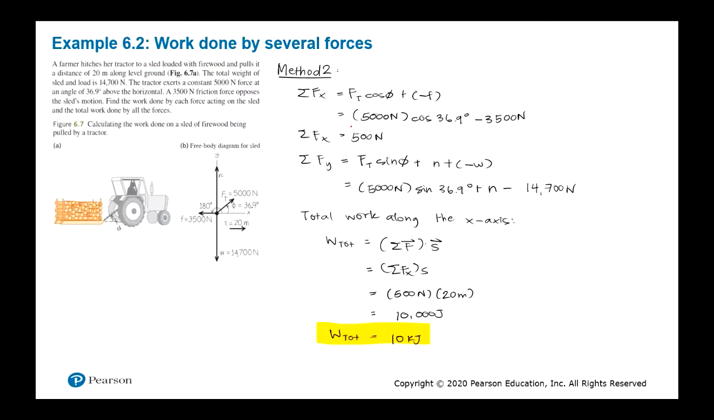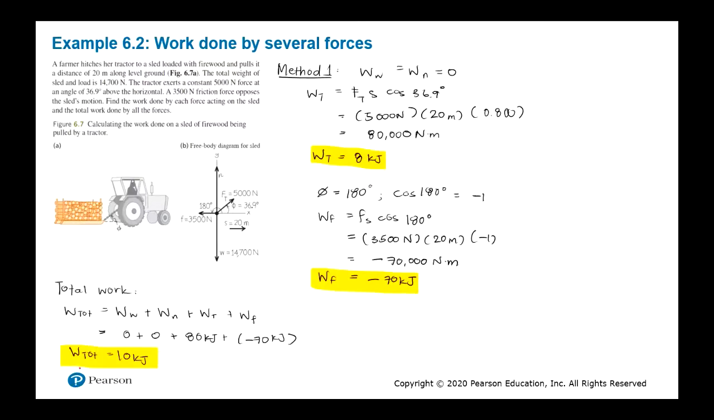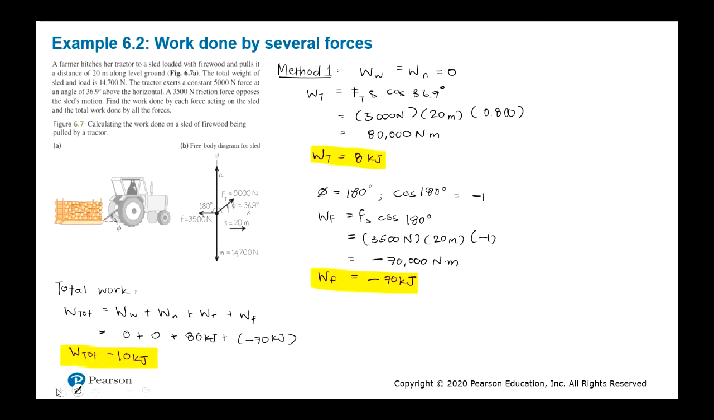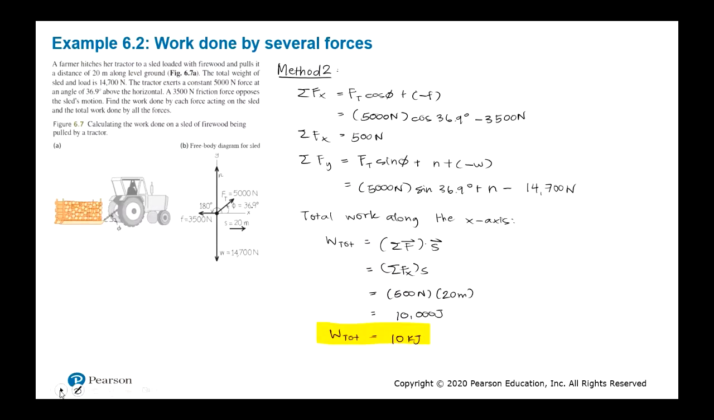So that's how we got 5,000 newtons times cosine 36.9 minus 3,500 newtons equals 500 newtons. This is the total force along the x-axis. Now that we have that, and we already know that the displacement is 20 meters, we just plug that into our F dot S equation, giving us 500 newtons times 20 meters, which is equal to 10,000 kilojoules, which is the same answer that we got earlier. I don't know which one will work better for you, but either way, both answers are acceptable.